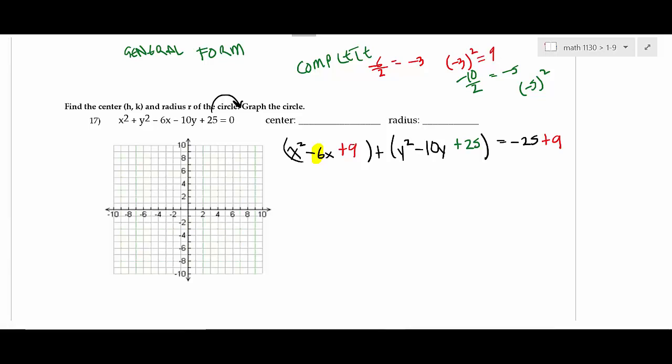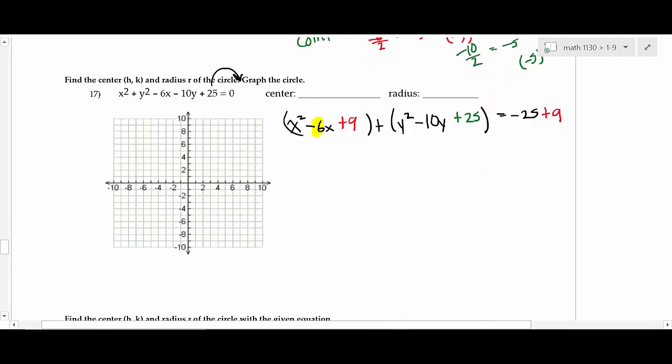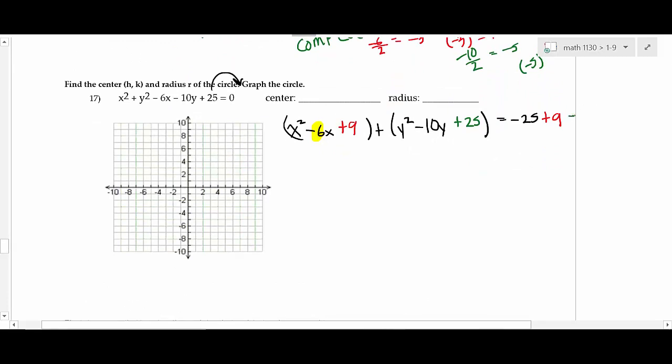Subtract 25, right? Okay, so I do that. So just to balance it out, we need to have minus 25 like that then. Okay, so I think I got everything okay on there. So I've done half of 10 is 5, 5 squared is 25.